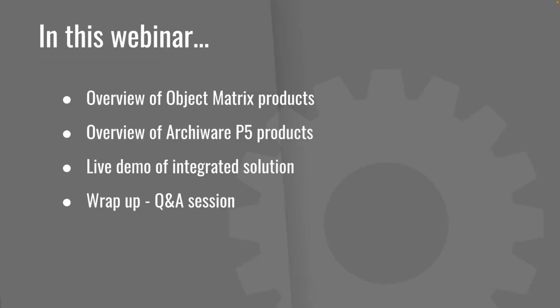In this webinar, we've got three quarters of an hour, which we'll divide roughly into four pieces. First of all, Mark's going to give you an overview of the Object Matrix products, followed by me showing you some slides and giving you info broadly on the P5 product set. For those that are not familiar with one or the other of those, I imagine a lot of you already know maybe one of these products, but not the other. So you'll fill in the gaps there.